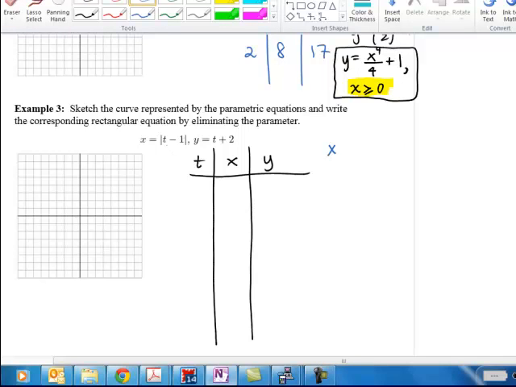So x is the absolute value of some expression. That value for x will never be negative. It could be 0 when t equals 1, but if t is not 1, x is going to be positive, right? Because it's the absolute value of an expression. Y, on the other hand, can range from any negative value to any positive value. So y can be anything, right?